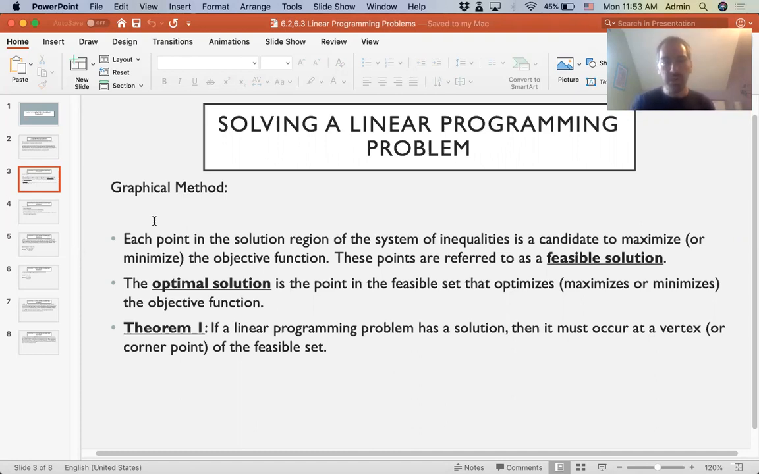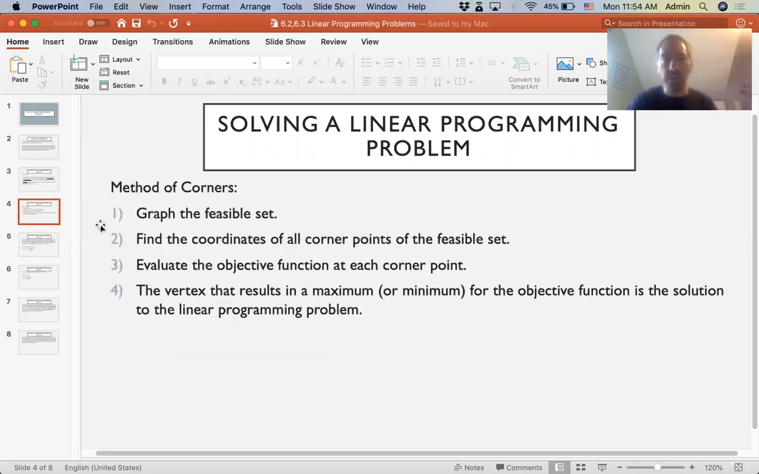All right, so here's our theorem. Theorem 1 tells us that if a linear programming problem has a solution, then it must occur at a vertex or corner point of the feasible set. Okay, we're not going to try to prove this. We're just going to take it at face value and say this is true, that the optimal solution can only occur at a corner point, right? Which is why it's referred to as the method of corners.